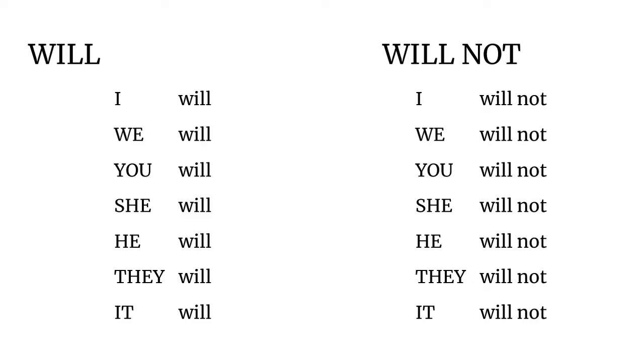We'll start with I. Let's say this together. I will. We will. You will. She will. He will. They will. It will. Now, let's read will not. I will not. We will not. You will not. She will not. He will not. They will not. It will not.